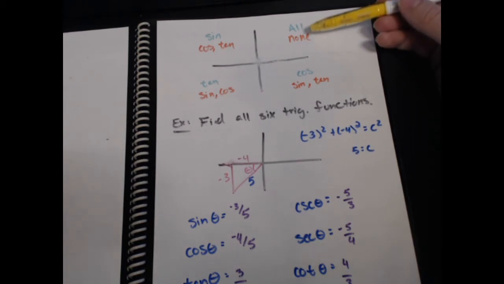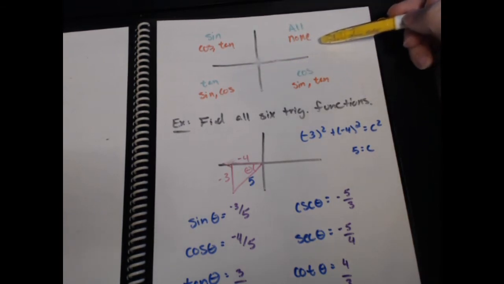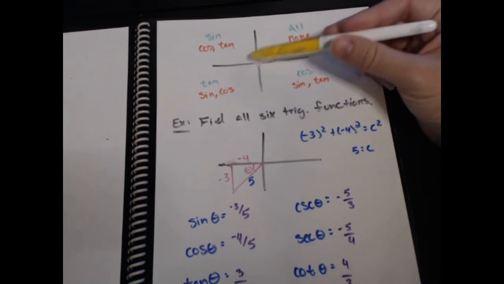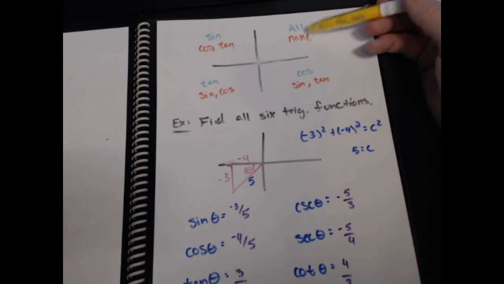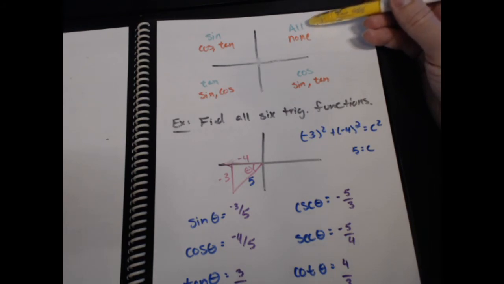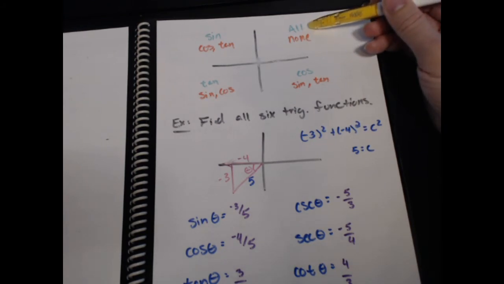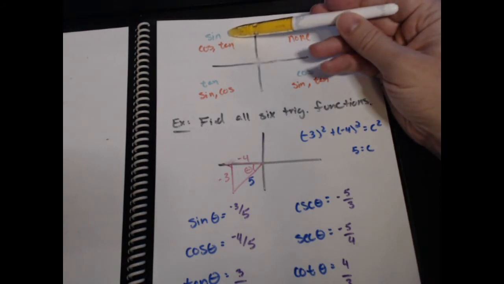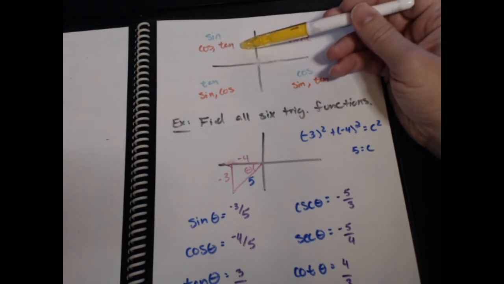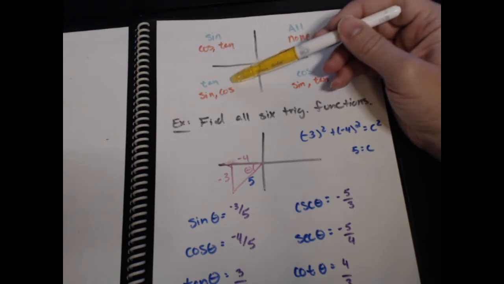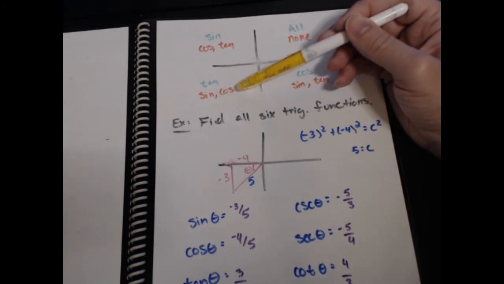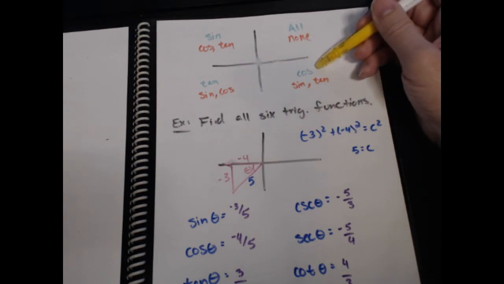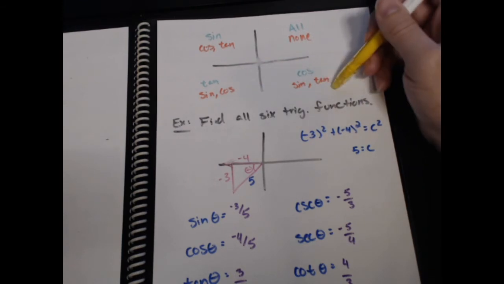So what I've done is, in green is the positive outcomes, in red is the negative outcomes. So in quadrant 1, everything's positive, none of them are negative. In quadrant 2, sine is positive, cosine and tangent are negative. In quadrant 3, tangent's positive, sine and cosine are negative. In quadrant 4, cosine's positive, sine and tangent are negative.